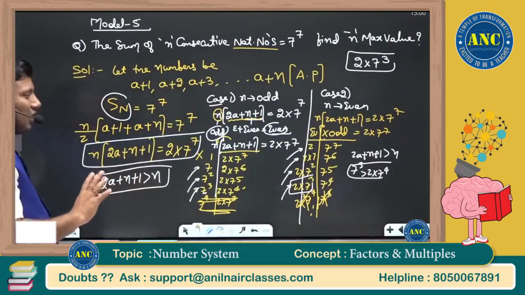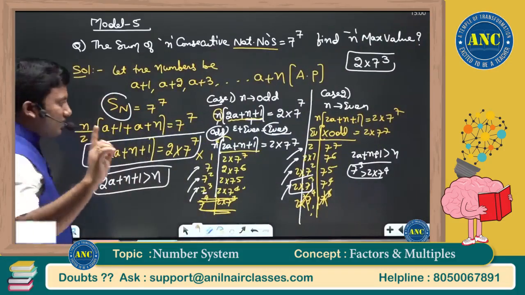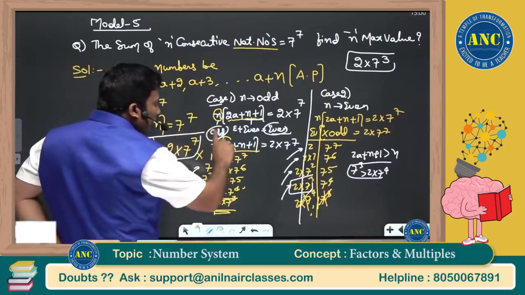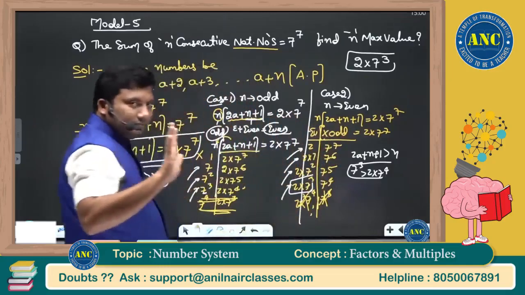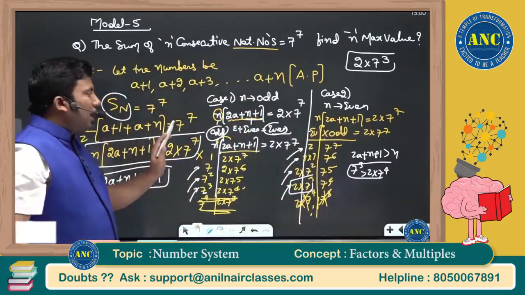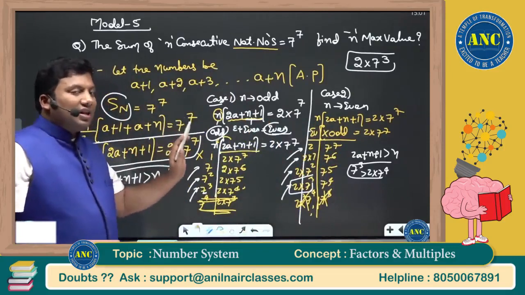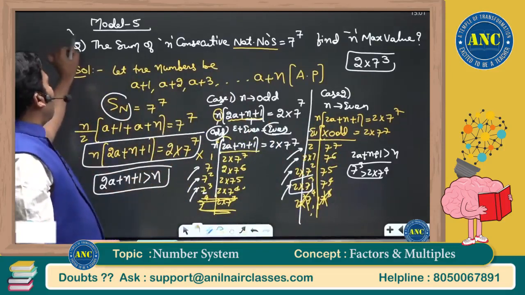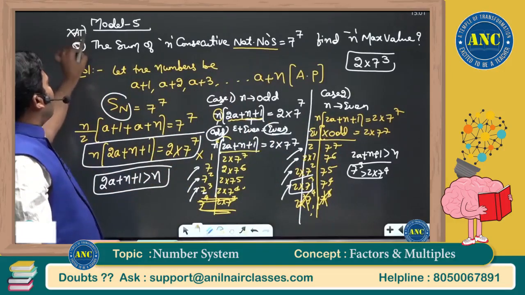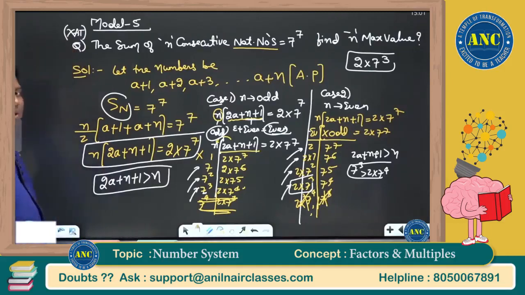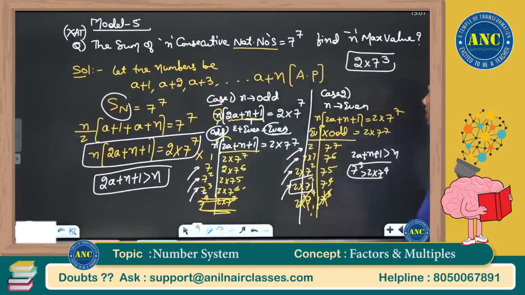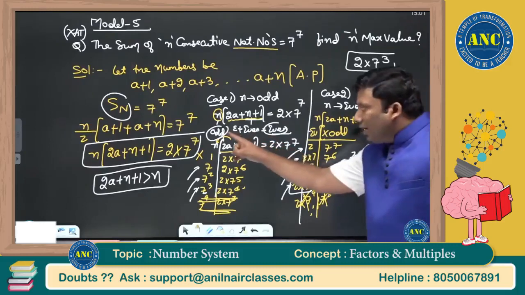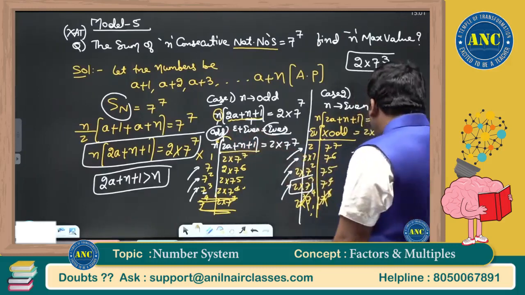For me, this is not important, sir. Please see here. If one is odd, another is even. If one is even, another is odd. Just put a star mark, sir. It's an exact model question. Sum of n consecutive natural numbers is 7 power 7. Find the maximum value for n. 2 into 7 cube I got. For me, underline these: odd into even, even into odd.